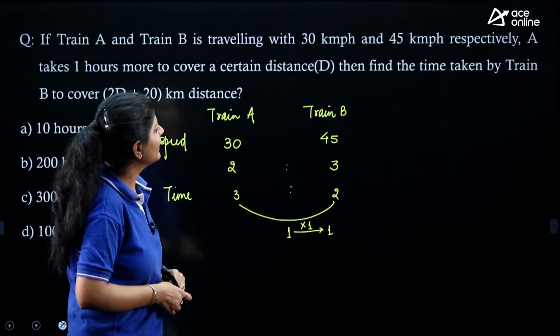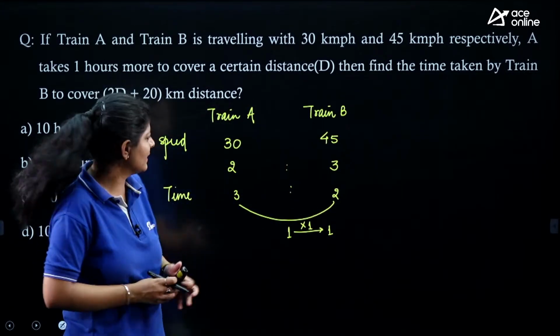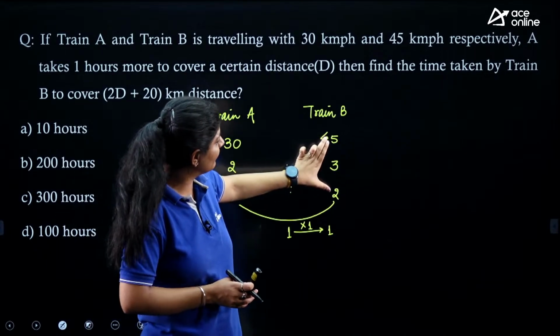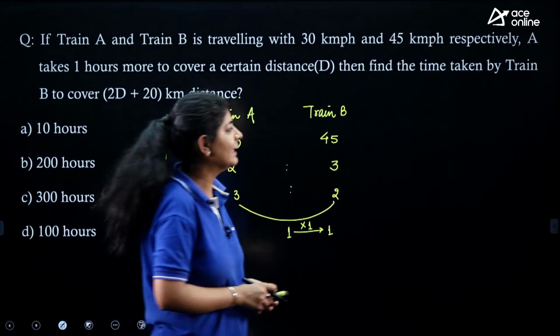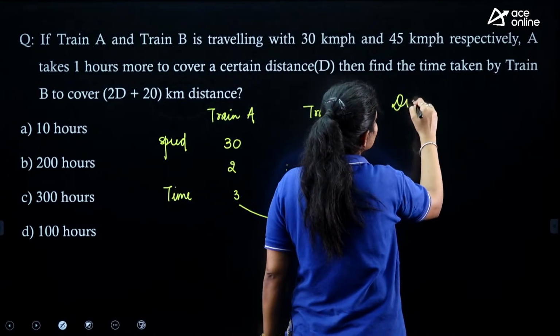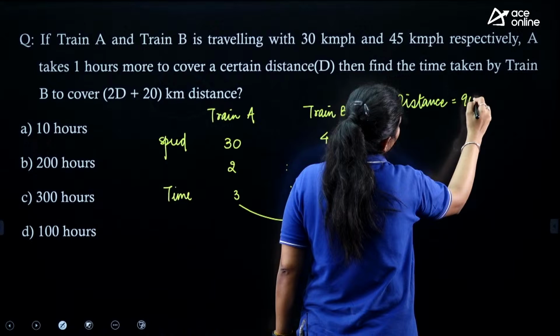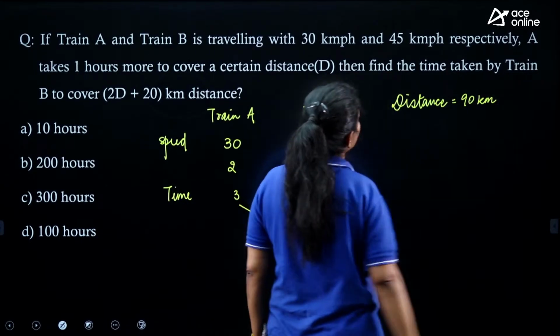Now with this one, can we find out the distance? If we multiply this value, we are getting 90 kilometers. If we are multiplying this value, again we are getting 90 kilometers. So the distance that we are having over here is 90 kilometers, right?